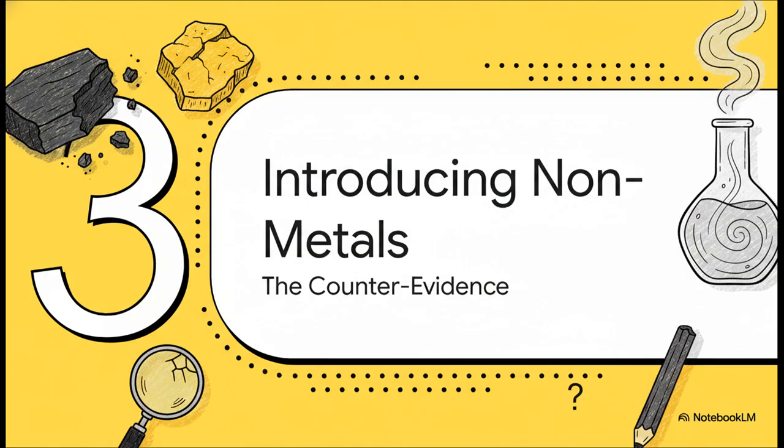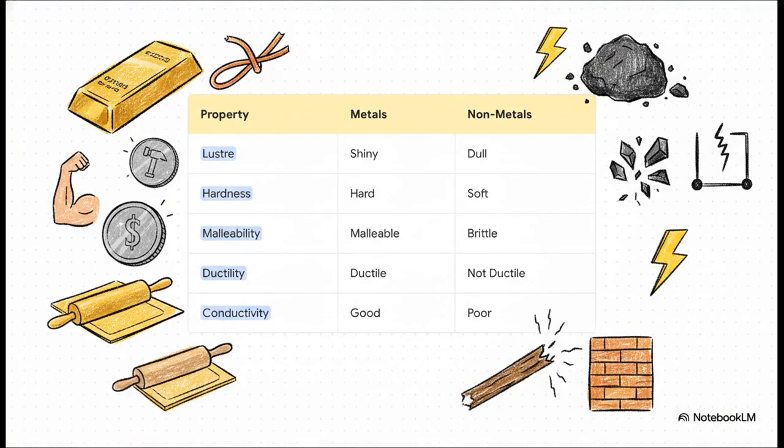Okay, so we've built a really strong profile for what a metal is. But you know, a good investigator always has to look at the counter-evidence. To really understand what a metal is, we also need to understand what it is not. So let's bring in the other group, the nonmetals. This chart just makes the contrast crystal clear, doesn't it?